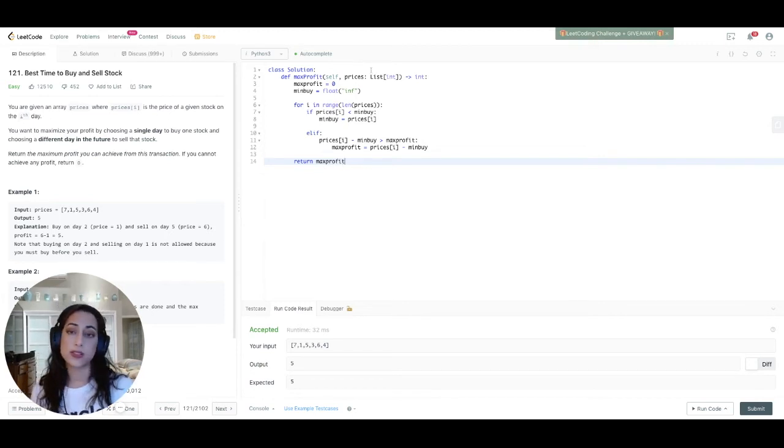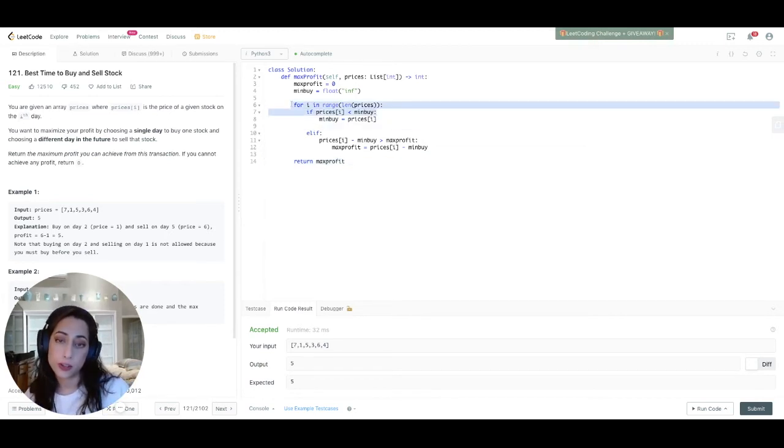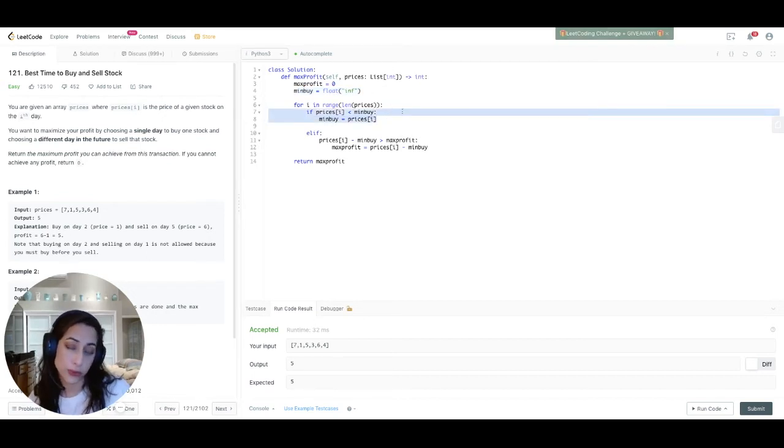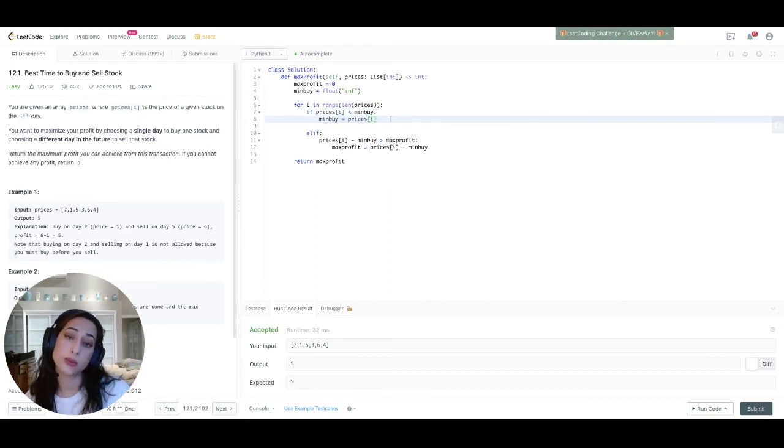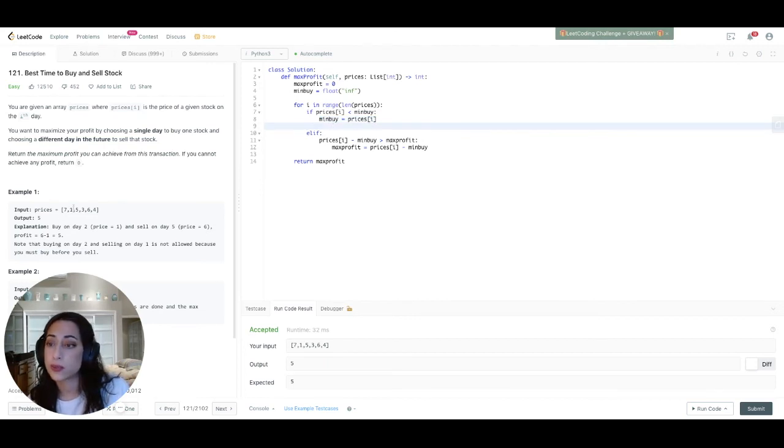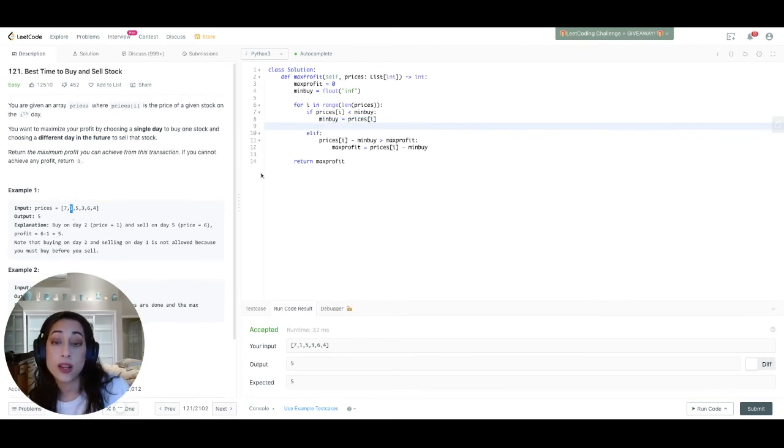Okay, so this is basically saying that we're going to go through and look at each price. If the price is less than the minimum buy, which remember we're starting out with a maximum infinity number, so for our first price, it is going to most likely be less than infinity. So we'll go ahead and set our min price to that first value, which will be the price at 0. Okay, so let's say we've set our price to 7. Then we're going to go through and look at the next price. The next price, in this example, is 1. And if that value is less than min buy, that's then going to become our new min buy. Okay, and then we're going to keep going.